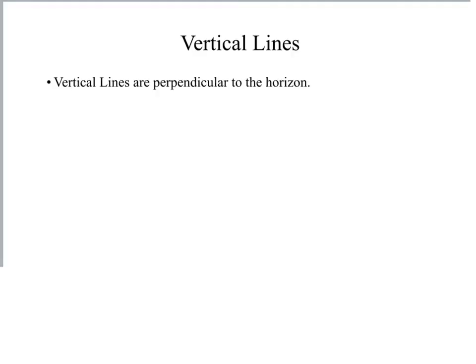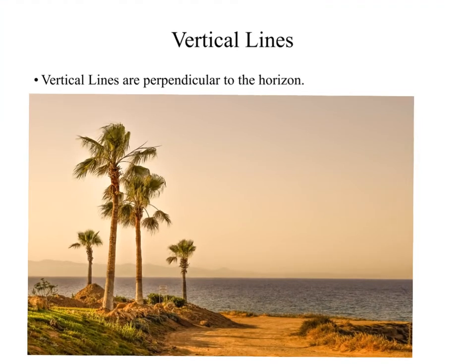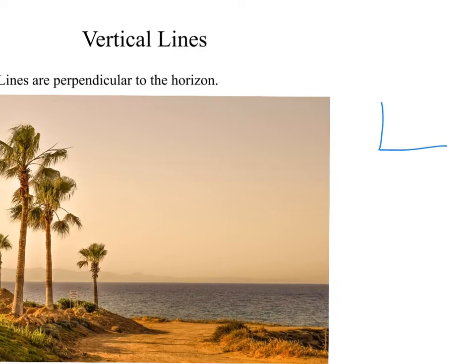The final term we're going to learn about today is the term vertical lines. So a vertical line is a line that is perpendicular to the horizon. So again, we're going to get our image of a horizon in here to help us out. So any lines that we draw now that are vertical, remember, have to make an angle of 90 degrees, or a right angle, with our horizon.